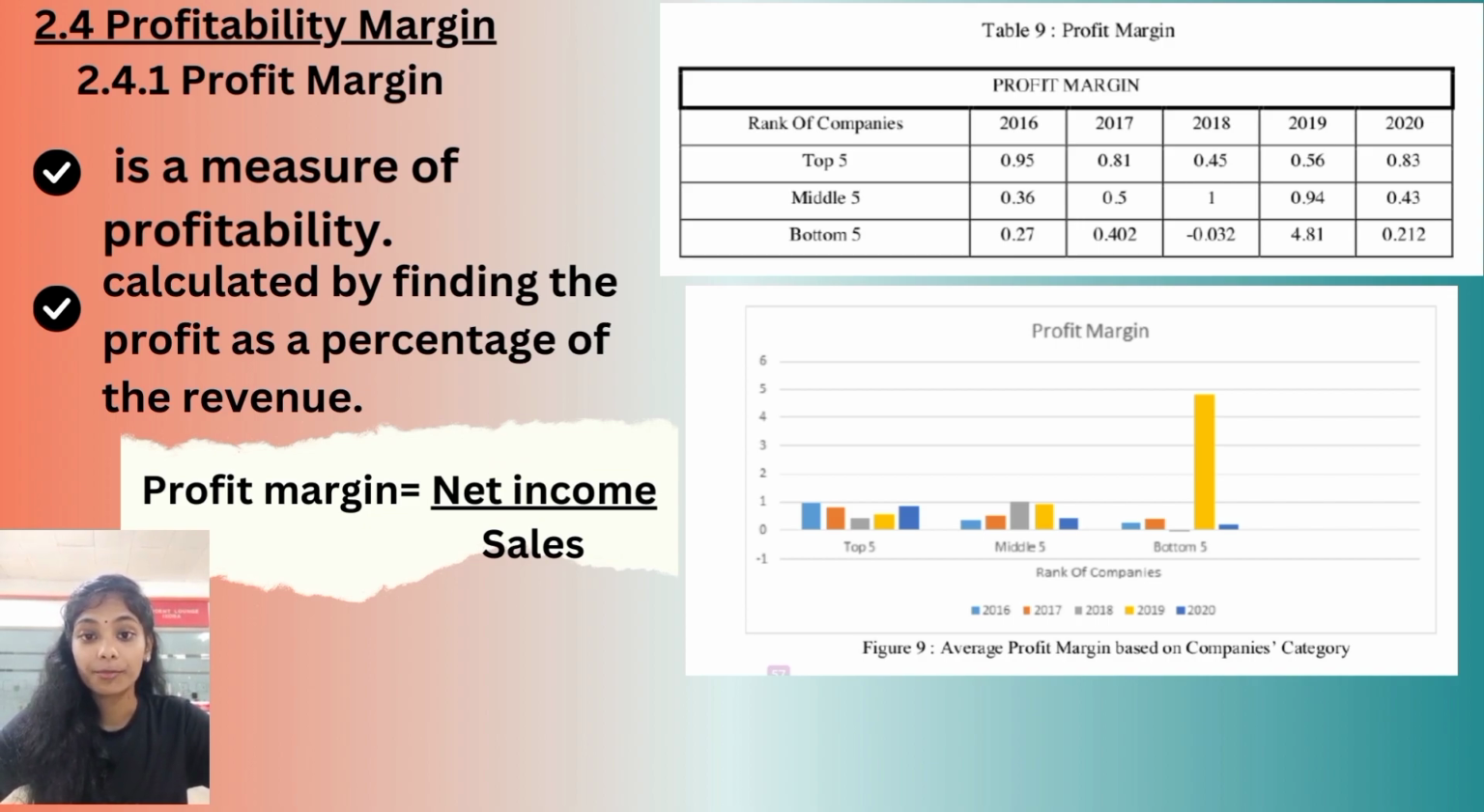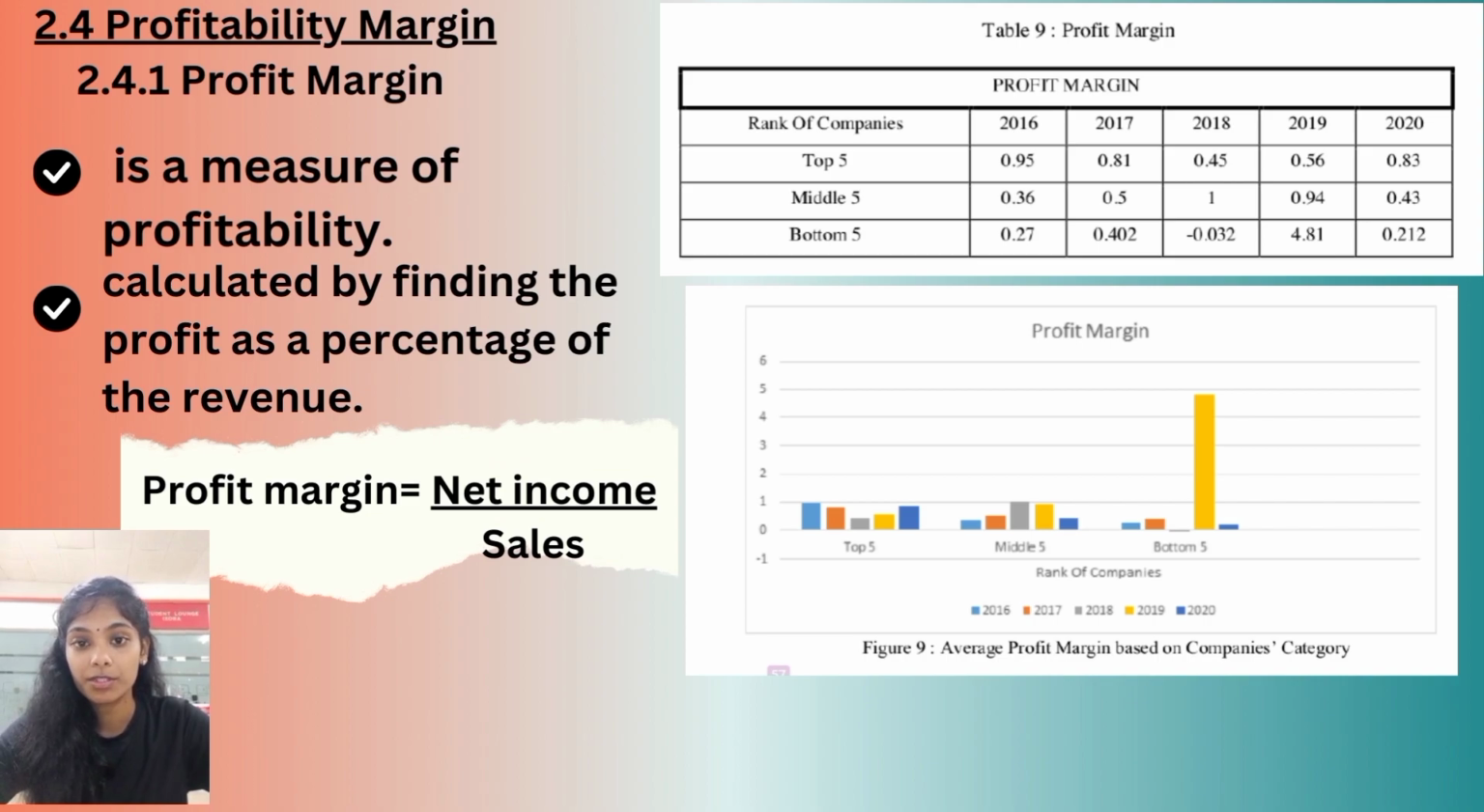For the profit margin of middle 5 companies, it shows the plot of increases and decrease. From the year 2016 to 2018, the profit margin increases from 0.36% to 1.00%. In the year 2019 and 2020, the profit margin dropped to 0.94% and 0.43% respectively.